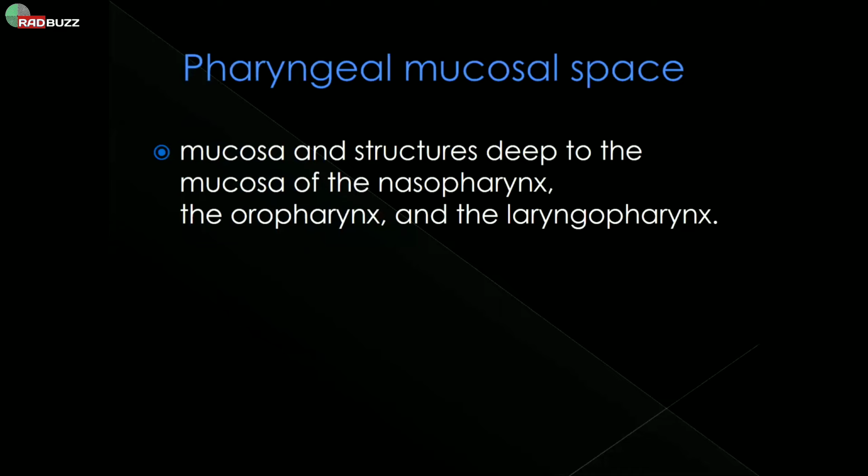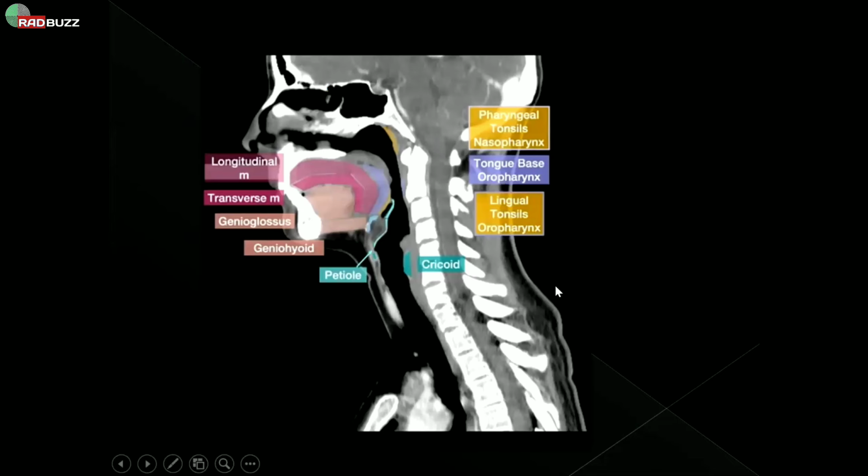Now, starting from above to below, the pharyngeal mucosal space is the mucosal lining and the structures deep to the mucosa of the nasopharynx, oropharynx, and the lining of the pharynx. Now, this diagram is a sagittal CT post-contrast image of the neck. Basically, in radiology, the neck includes the inferior part of the orbit and frontal sinus down to the level of the thoracic inlet.